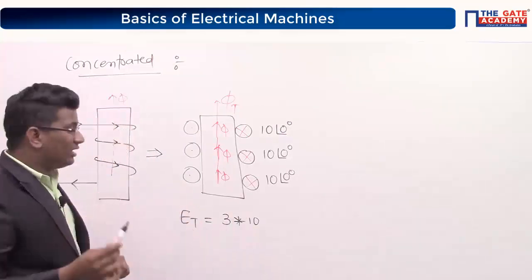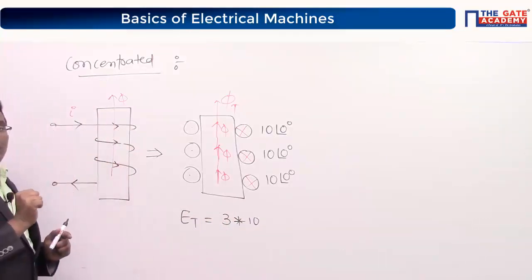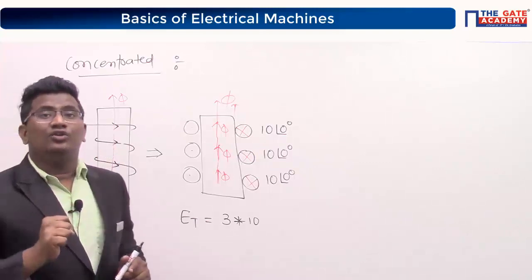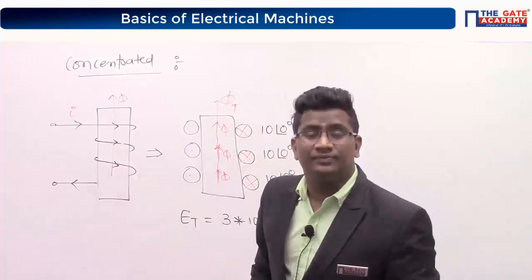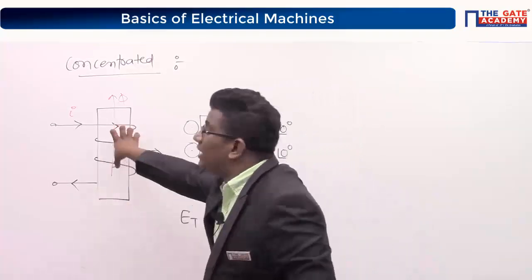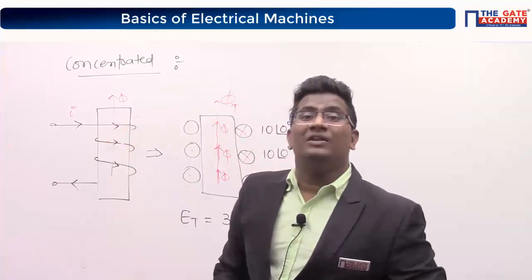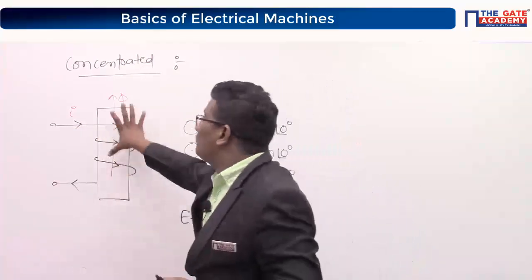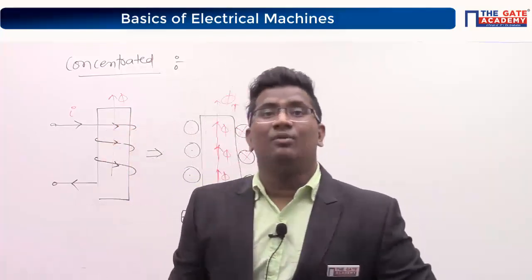Now look once here. Suppose I remove one turn. Do you have 3 fluxes or 2 fluxes? 2. If I remove another turn, how many fluxes are there? 1. If I remove all the turns, how much flux is there?